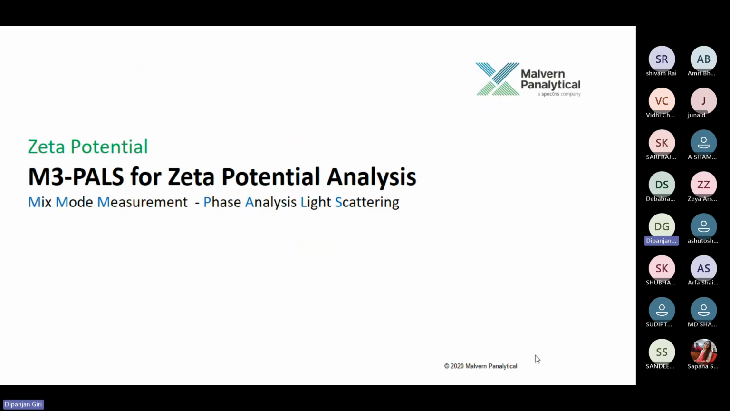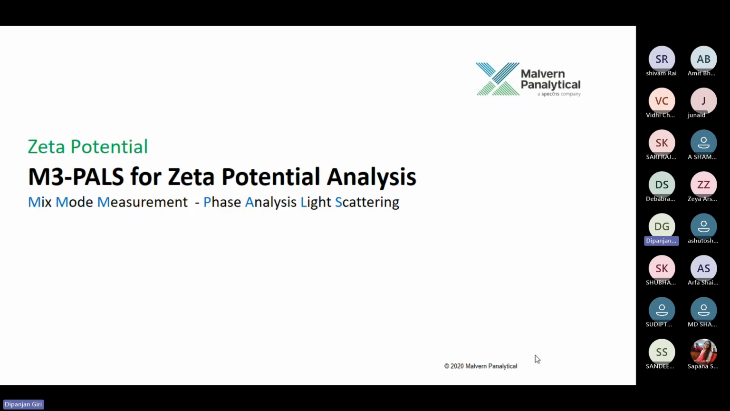Okay. So in the first step, we just learned how to analyze the size of the particle, and we are familiar with a few advanced features, or you can say a few acronyms. So in this session, we will learn about the zeta potential and another few acronyms, that is the M3 or the pulse, right?